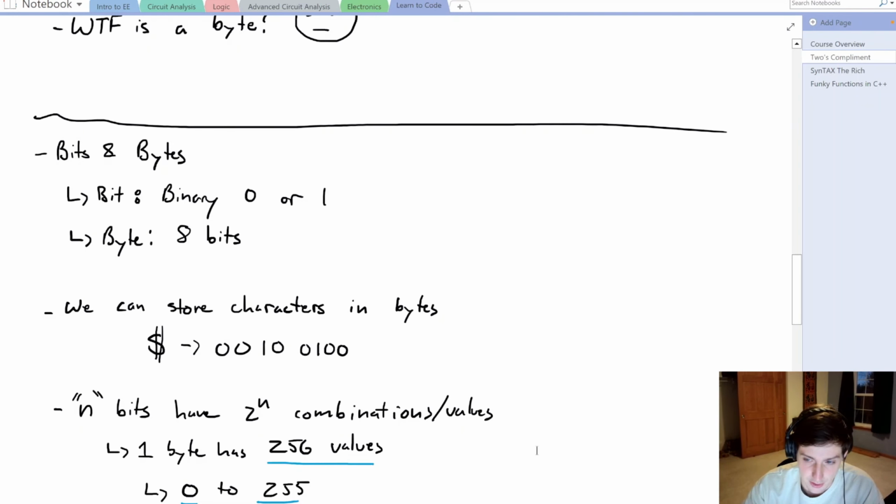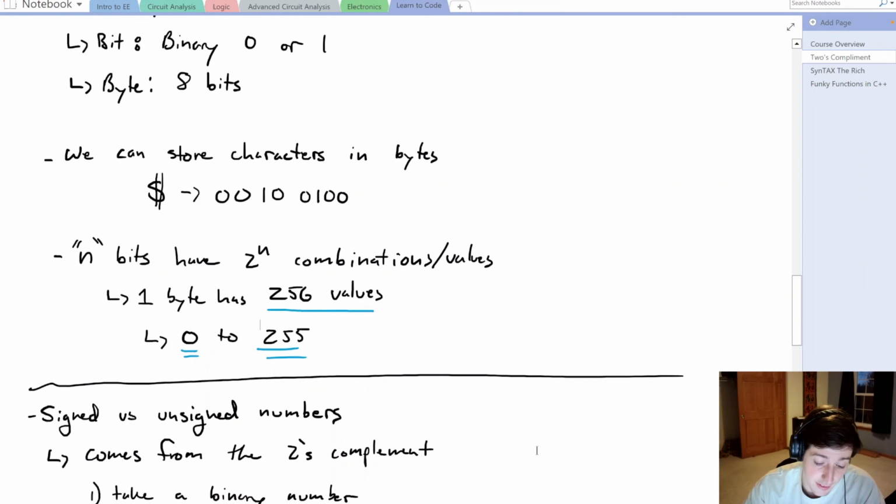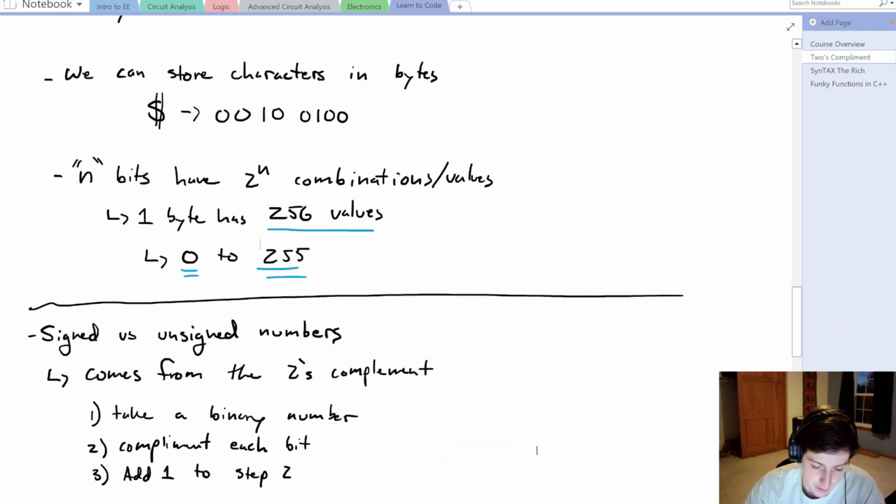But maybe you ask, how do we represent negative numbers in binary? And for that, we have to look at signed and unsigned numbers. Now this is all going to stem from something called the 2's complement. And how we use the 2's complement is we take a binary number, we complement each bit, and we add 1 to that complemented number that we get, and then we take the sum. And this should map us to our negative number.